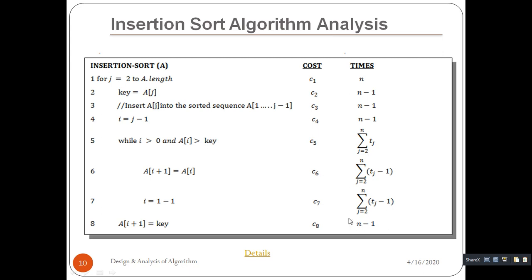So we can say the total running time of this algorithm will be C1 into n plus C2 into n minus 1 plus C3 into n minus 1 plus C4 into n minus 1, like that. Because the first step takes cost C1 but runs n times, so the total cost for the first step is C1 into n. Similarly, for the second step it will be C2 into n minus 1, and so on. Let us see in detail.